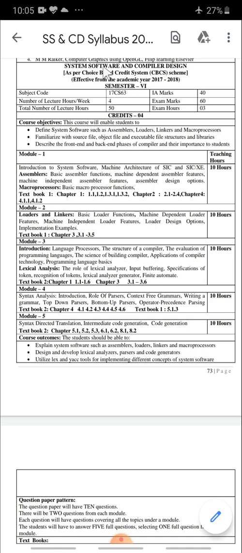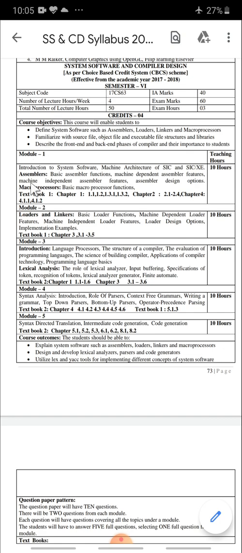SS and CD stands for System Software and Compiler Design. Subject code is 17CS63, that is third subject of sixth semester of 2017 scheme. The same subject and same syllabus is for 2015 scheme also.